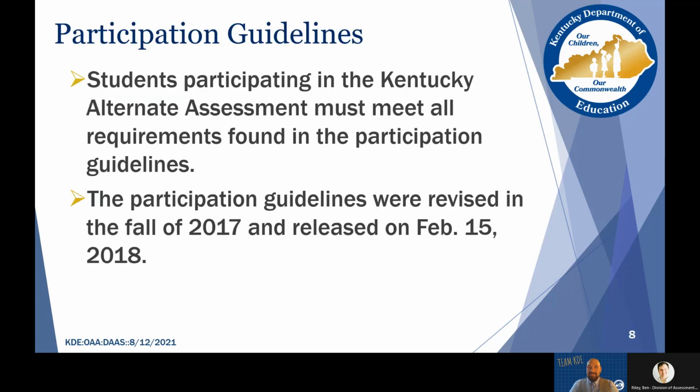The participation guidelines for the Kentucky Alternate Assessment went through some major revisions starting in the fall of 2017. Those revisions were completed and new guidelines were released on February 15th of 2018. For any questions about participation in the Kentucky Alternate Assessment, I encourage you to contact our friends in the Office of Special Education and Early Learning. Tanya Sharp in that division of IDEA Monitoring and Results is the lead. She does an amazing job with placement decisions and the participation process in its entirety.